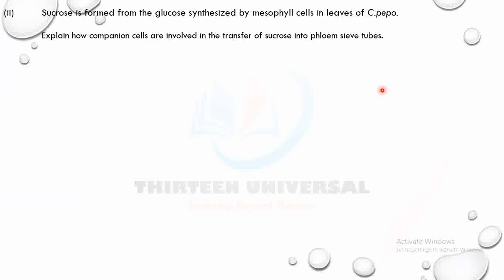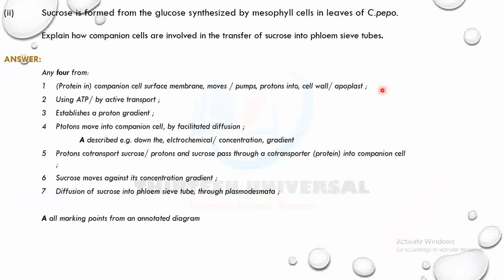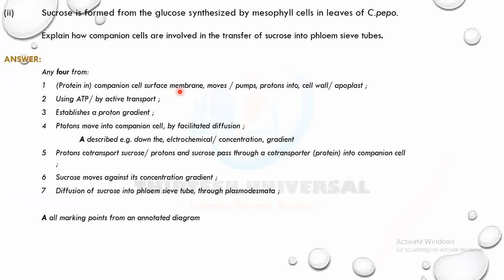Why does sucrose move in by secondary active transport? They pass through the co-transporter. Both of them pass through the co-transporter, and from the sieve tube element, sucrose moves in through the plasmodesmata. From the companion cell, it moves into it. I'll show you that later with an illustration.